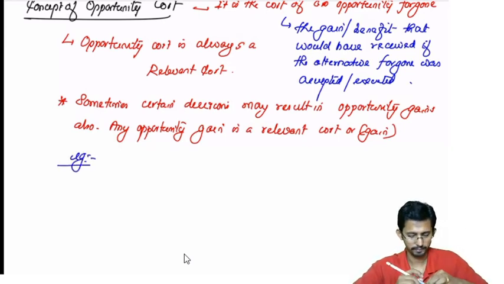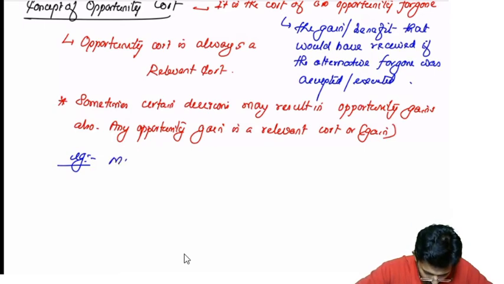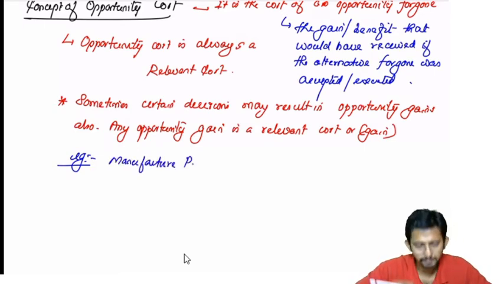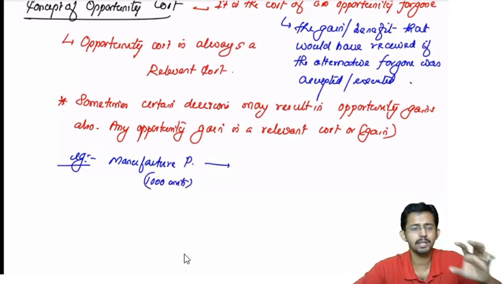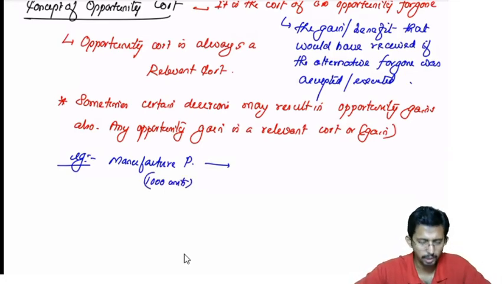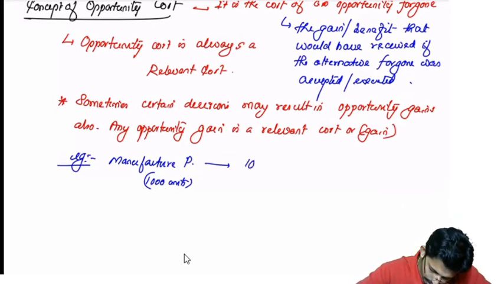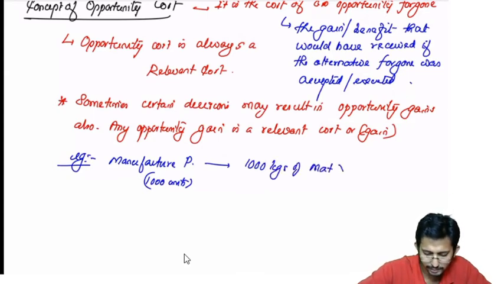Okay, now you are going to manufacture P. For manufacturing P, you are looking at manufacturing 1000 units of P as a special order. You want to find out the relevant cost of this P. Now for manufacturing 1000 units of P, you require 1000 kgs of material X.